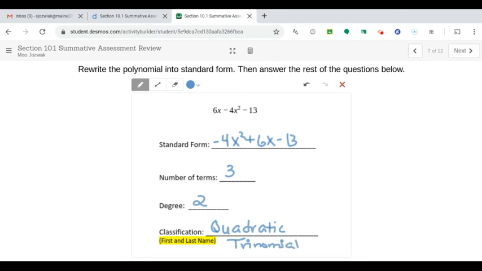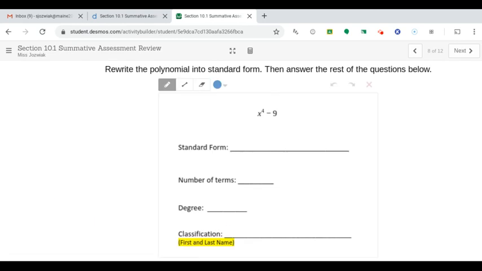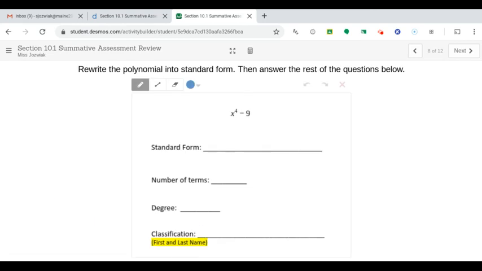All right, so quadratic because it's a degree of 2, and trinomial because it's 3 terms. All right, standard form here is going to be x to the 4th minus 9, so it's actually already in standard form. There are 2 terms. The degree is 4 because that's the highest exponent. Degree of 4 means that it is a quartic. And since it's 2 terms, this is a binomial.